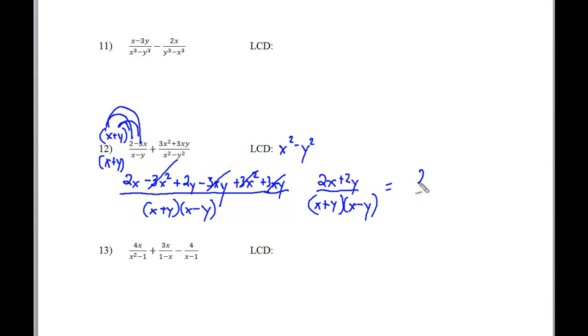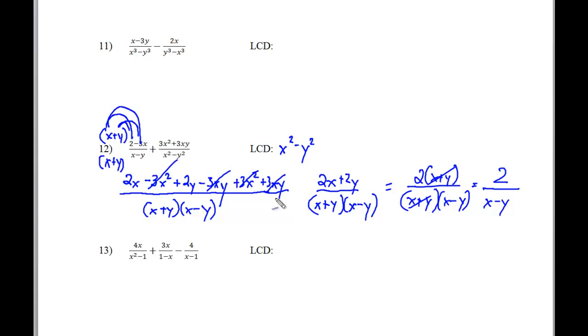Yep, that's right. In the numerator we can pull out a 2 and we get 2 times x plus y, over x plus y times x minus y. The x plus y simplifies, so we have 2 over x minus y. We are done.